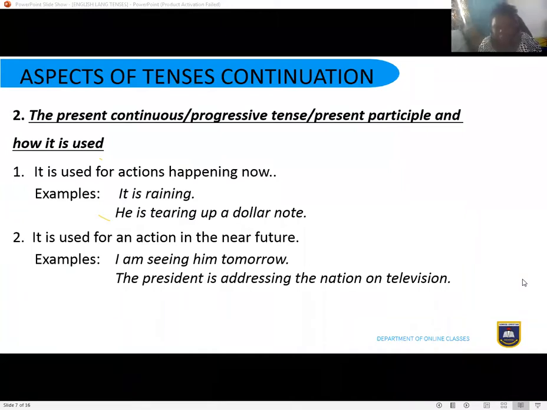The present continuous or progressive tense is used for actions happening now. An action that is taking place at the moment, we use the present continuous tense, the verb that is in the present. Madam, I can't hear you. Probably it's your network. Can you hear me now?